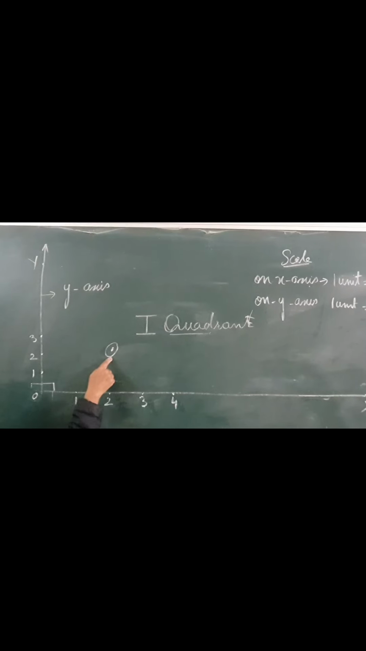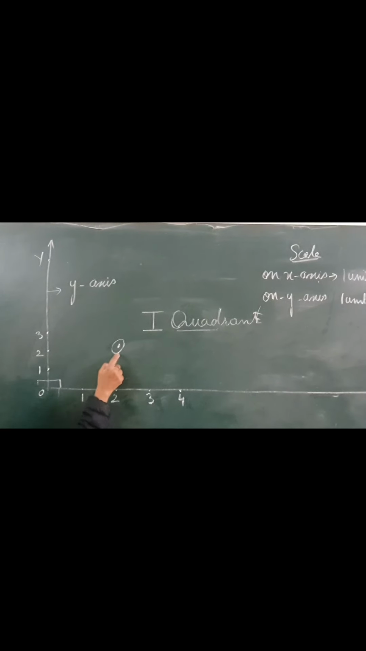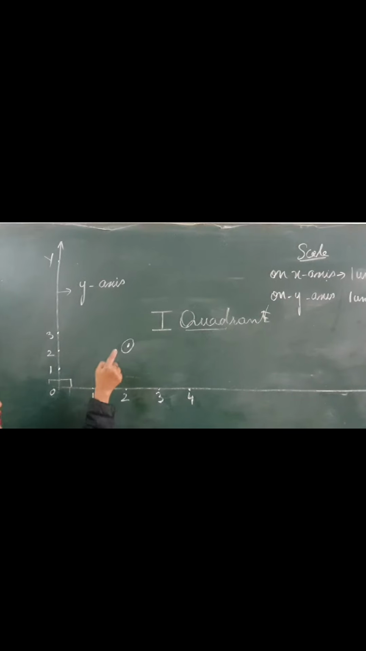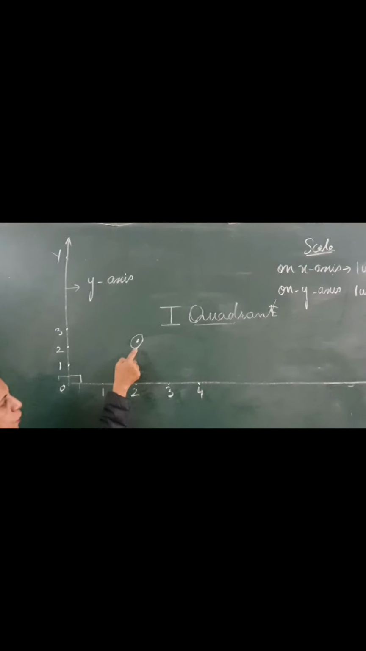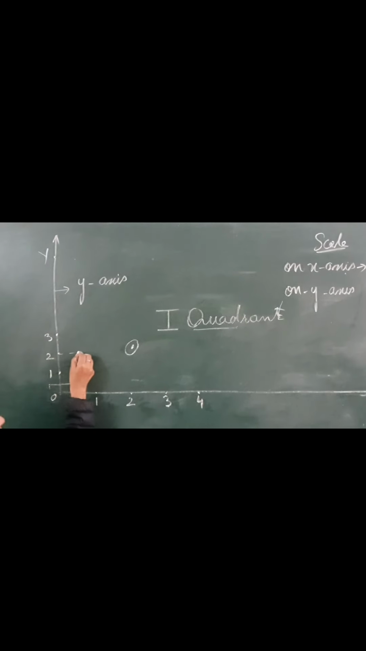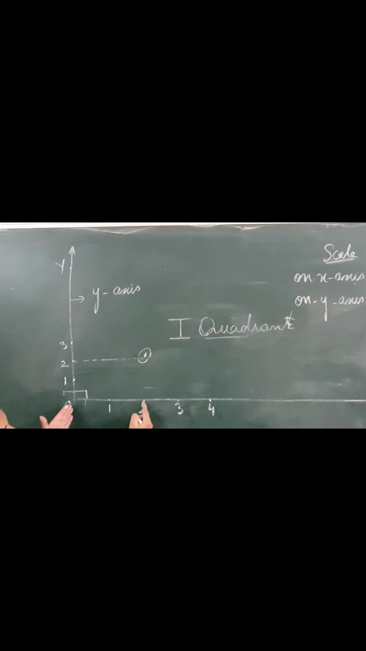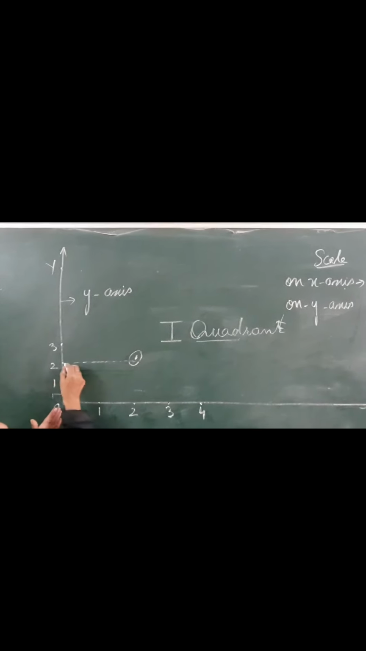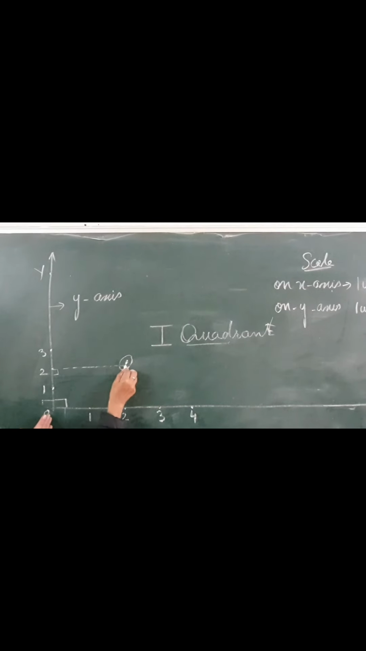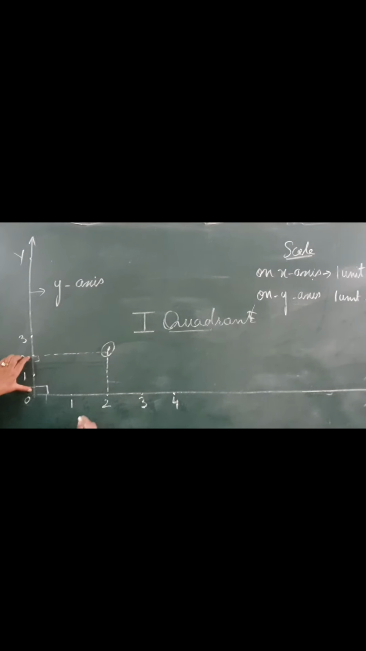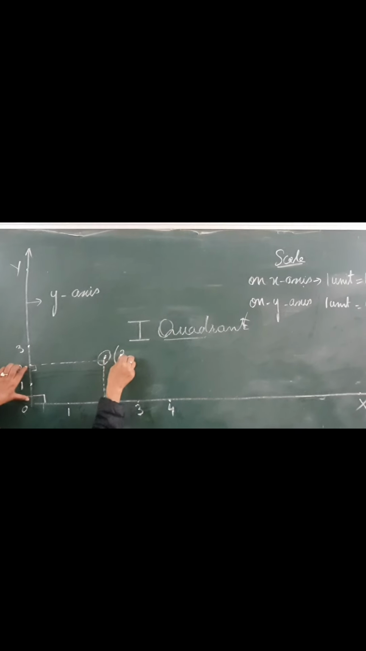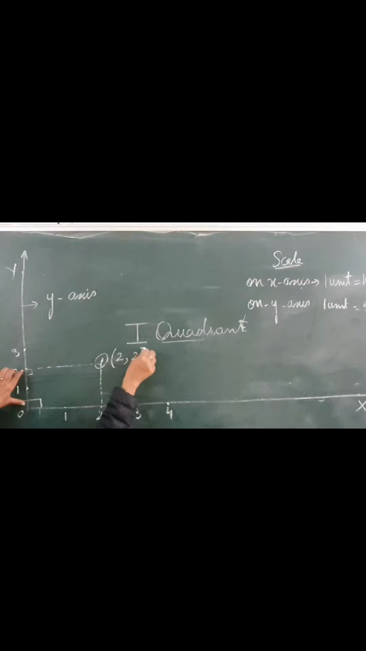Now, the position of this point can be determined only when I know the distance of this point from both the axes. The distance of this point from the y-axis is 2 units, right? The perpendicular distance. And the distance of this point from the x-axis is also 2 units. So the coordinates of this point are 2, 2.